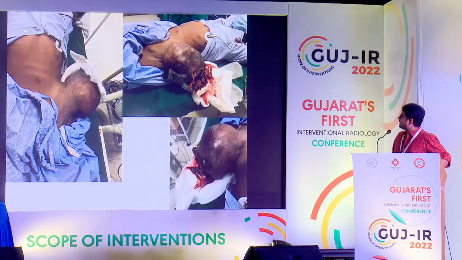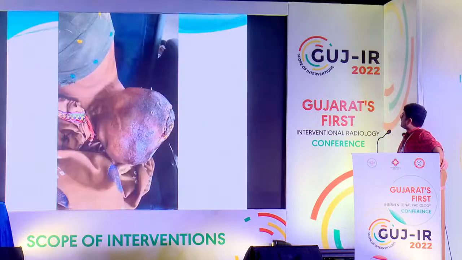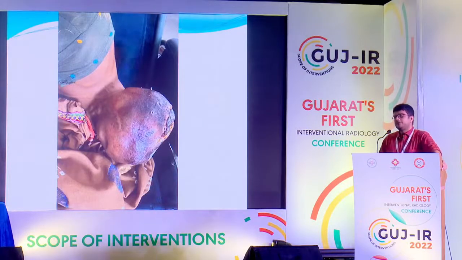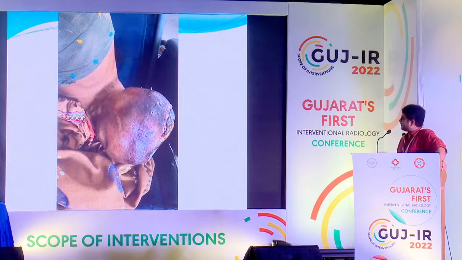Young female, 38 years, has a large chondrosarcoma, exophytic from the left iliac bone. The surgeon tried to operate, but they had to close because of the bleeding. Then she was referred for embolization.